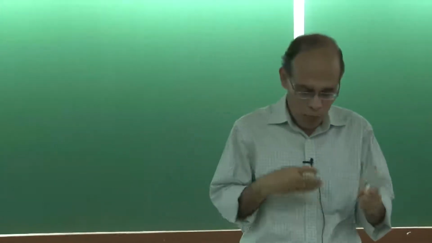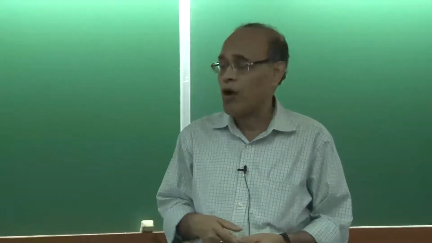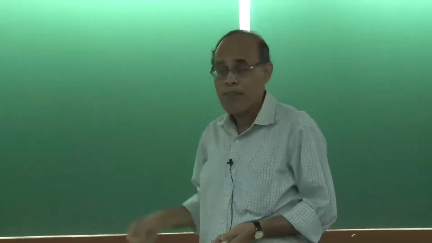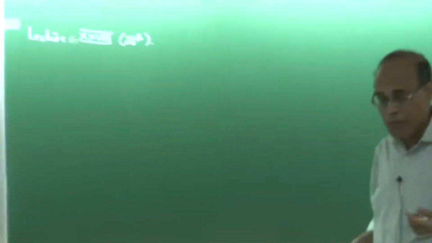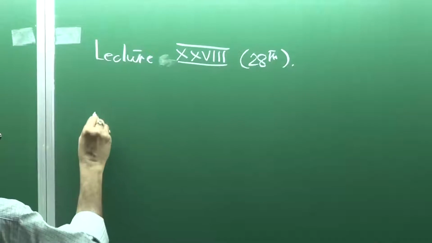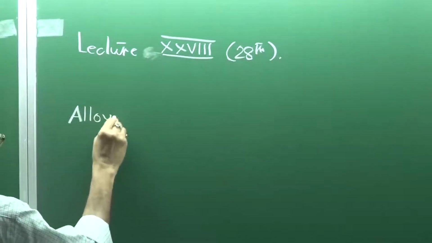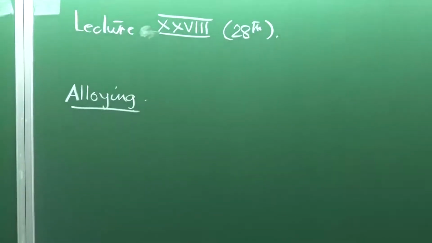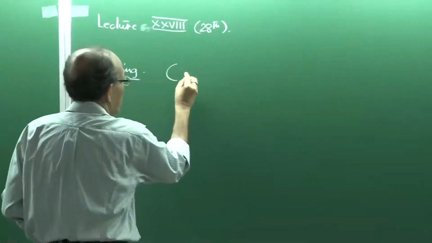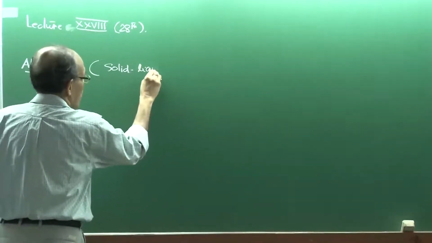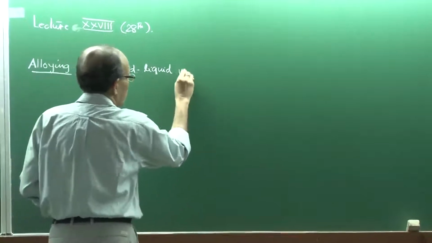So I think that sets the background for tackling diffusion related problems based on the fundamentals that we have learned. And now I want to discuss today a convective mass transfer problem which is of great significance, and this is the problem of alloying. And you all know that alloying is a very important process, and basically what we would like to do here is a solid liquid mass transfer.